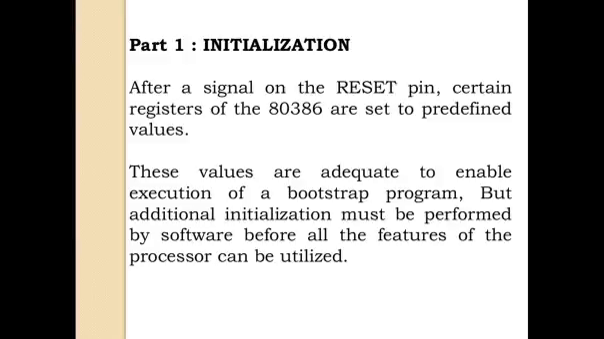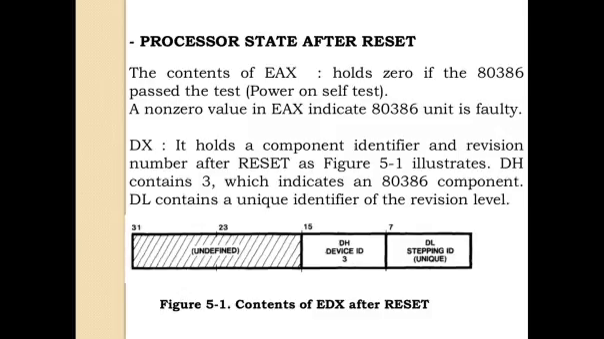So when we perform this initialization, the processor's first register, which is EAX, will hold a 0 value if the self-test on power on is successful. If the value is not 0, that means a non-zero value is available in the EAX, then it means that 80386 is faulty. So that chip is faulty and we cannot use it. That is the indication when the non-zero value is stored in the EAX.